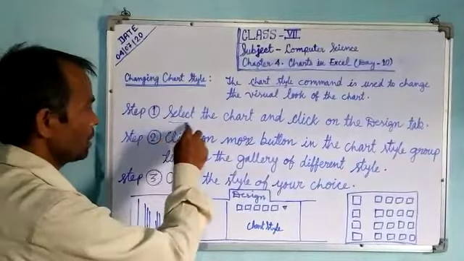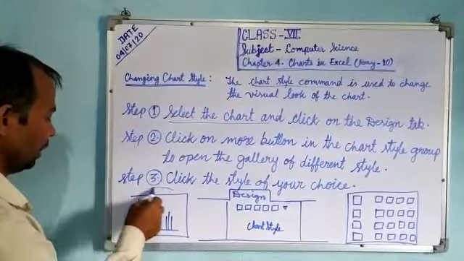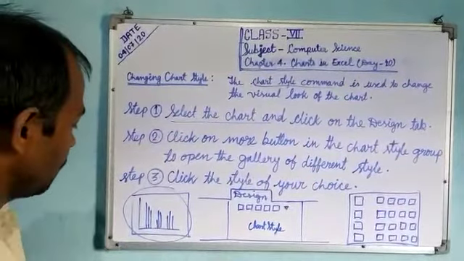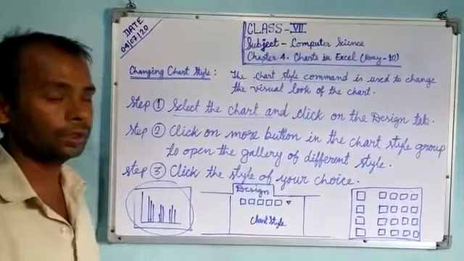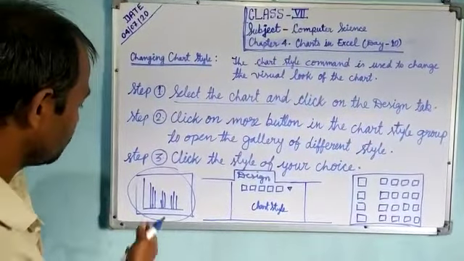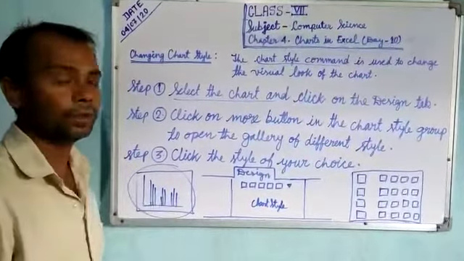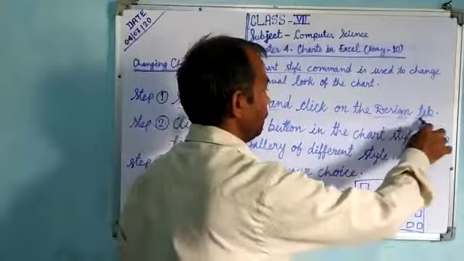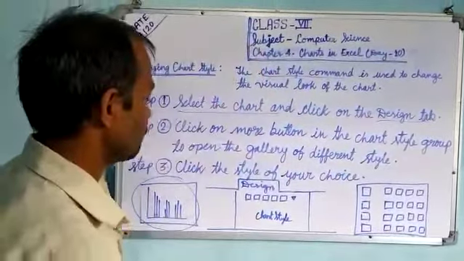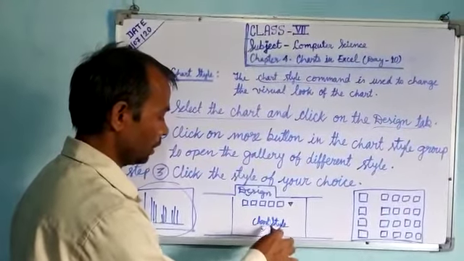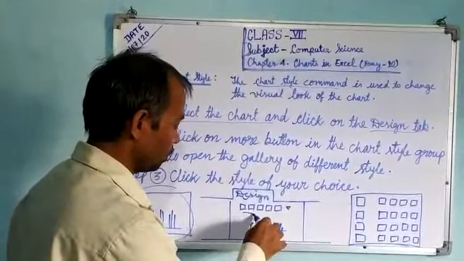First of all, select the chart. Whichever chart we have created, we first have to select it, whether it is a column chart, bar chart, or pie chart. So first of all we have to select the chart, and after that we have to go to the Design tab and follow the steps. Here is the Design tab, and this is the Chart Styles group.